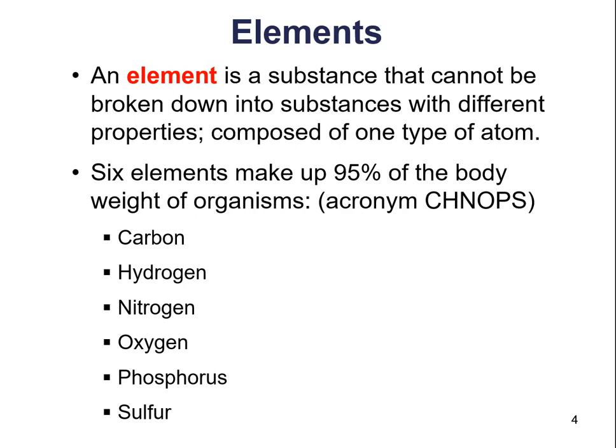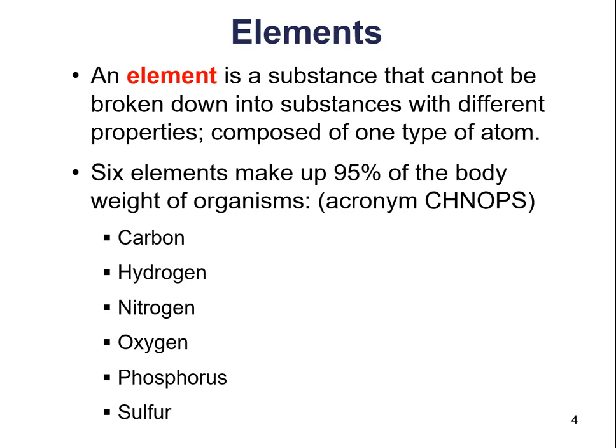If we talk about what types of elements make up the body weight of organisms, of living things, remember this is biology, the study of living things, there are 6 elements that make up 95% of the body weight of living organisms. If you want an acronym to help you remember that, it's CHNOP, which, what is that? Schnapps? I don't know. I'm not a big fan of acronyms, but if that helps, there's one there. You can probably make up your own acronym.